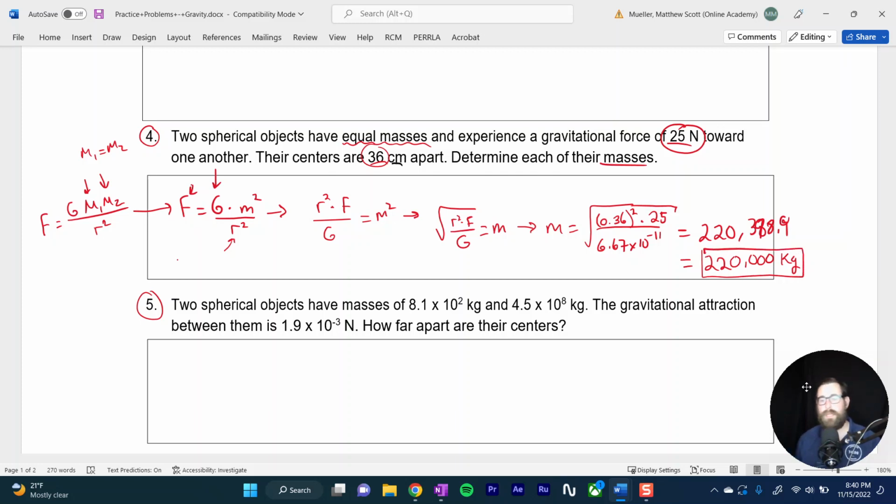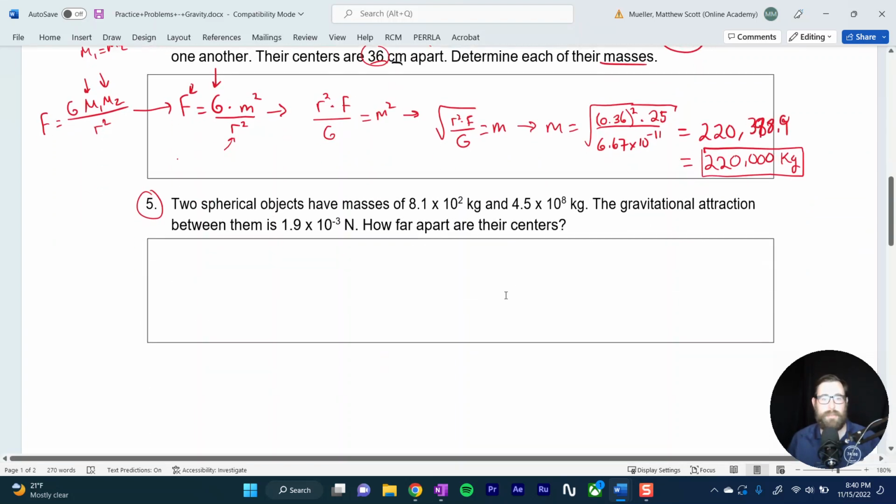Most of the time at this point in the course, they're telling you how many sig figs to go to each time, or excuse me, how many to round to. So there we can kind of see what we should do. But we're just going to go with sig figs this time. So 220,000 kilograms. So very heavy, very close together. That's when we get a large gravitational force.